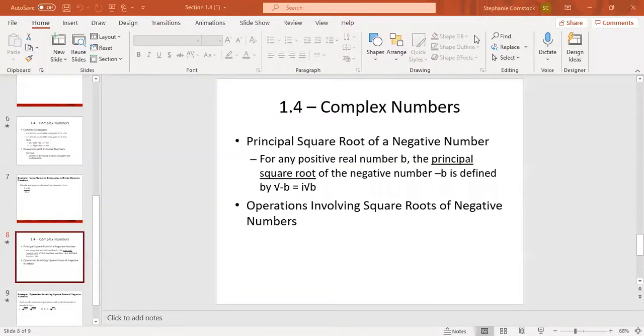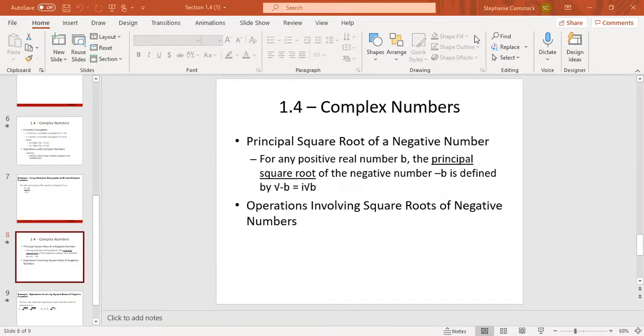Okay, for this section of 1.4, we're going to talk about what's called the principal square root of a negative number, and then some operations involving square roots of negatives. So the first thing is, if you have a real number and it's negative, and you are going to take the square root of it, then what this says is you have to take the i out first. Before you do any other math, you have to take the i out first before you do anything, okay?